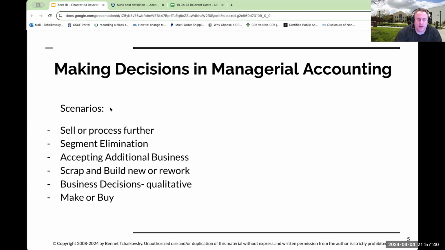We're also going to be talking about segment elimination, meaning if we decide to eliminate a business segment, what happens then? Should we be accepting additional business? If I have defective product that I need to deliver to a client, should I scrap it and build new, or rework the defective units? Another thing we're going to be looking at is qualitative business decisions. We're going to look at that as an example. And the last one is basically make or buy. Should we make it or should we buy it ourselves?